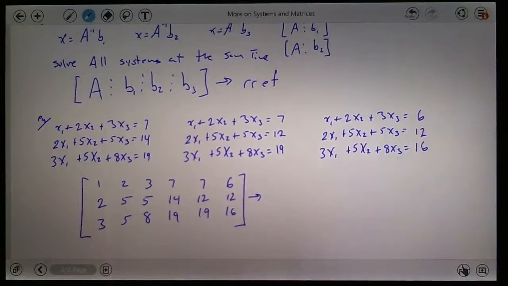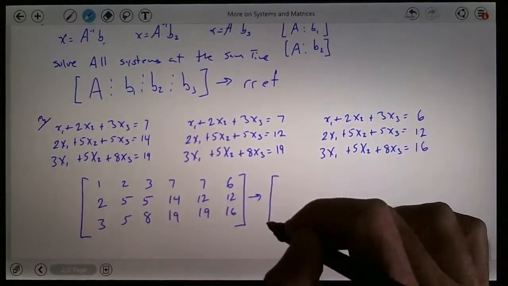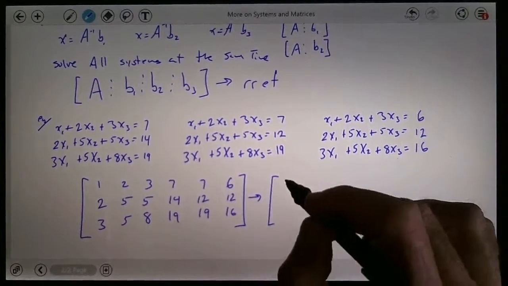and put the whole thing in reduced row echelon form. I'm going to just let my calculator do that. So I'm going to pause just for a moment and then come back when my calculator's done. So I'm back, and this is what it looks like.